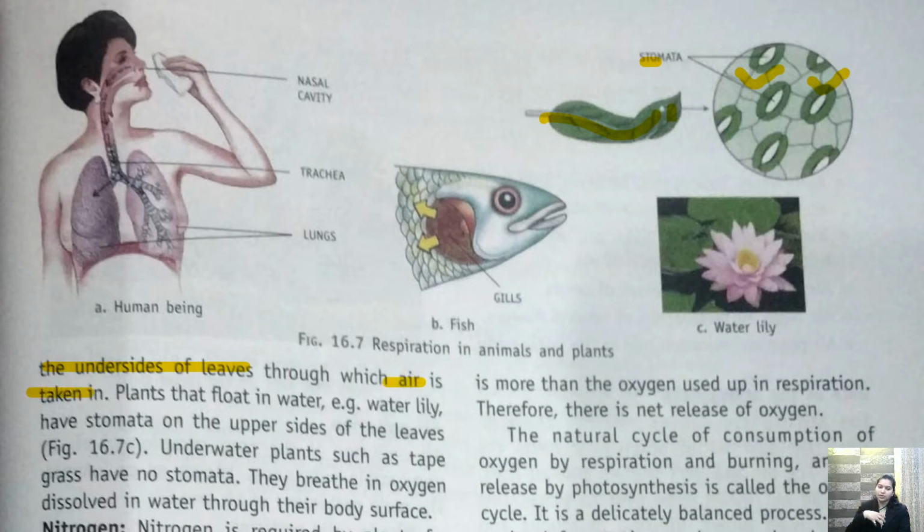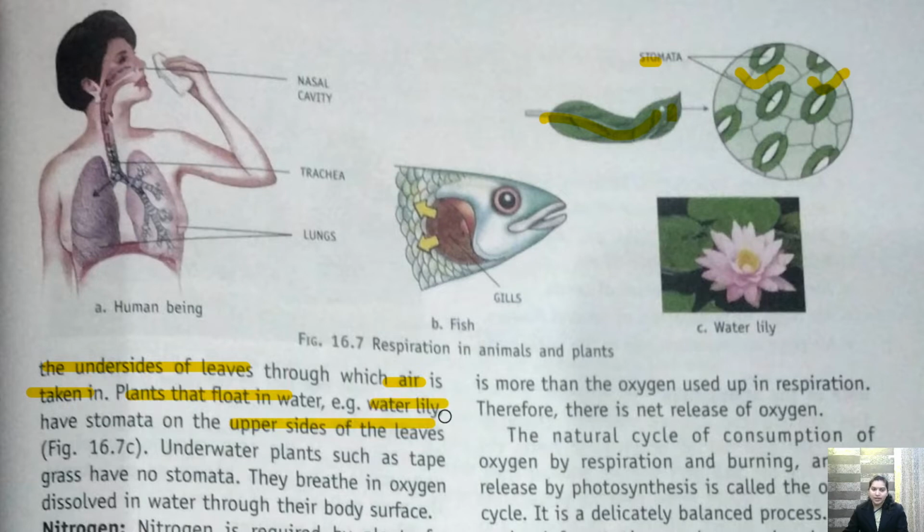Through this, plants intake the air. Some plants float on water, and they have the stomata above the leaf, on the upper side of the leaf. For example, we have water lily.